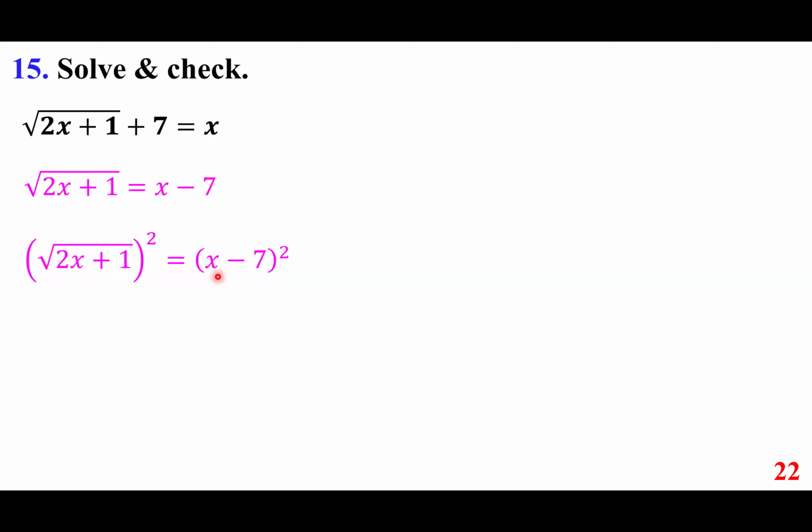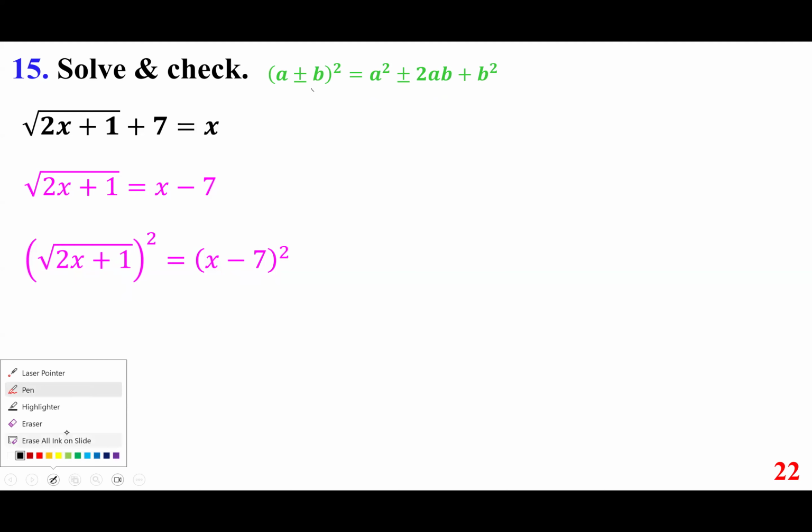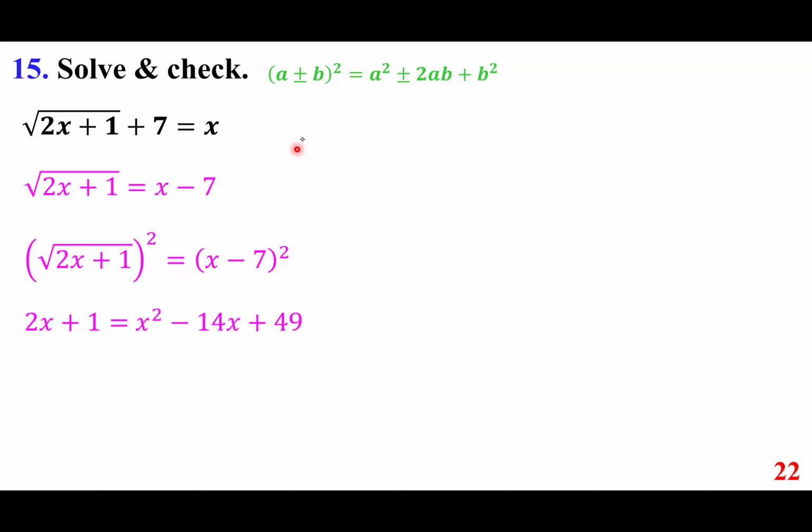So this becomes x squared minus 14x plus 49. Let's just actually write this: (a plus minus b) squared is a squared plus minus 2ab plus b squared. So therefore, this becomes x squared. 2 times 7 times x is 14x. We have a negative, so minus 14x. And then 7 squared is 49. That's how you arrive at it.